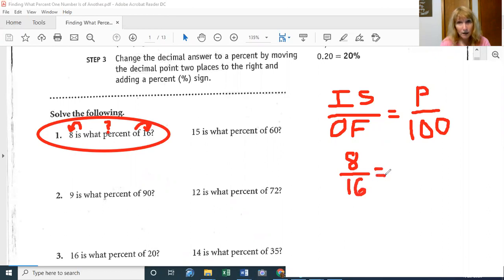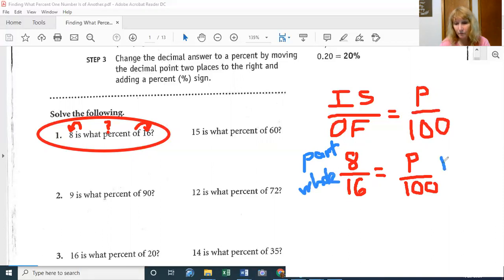Equals, now in our case we're missing P, the percent. That's what they're asking for, that's our question mark. And the 100 is just a given that's always there. So another way to look at this is part over whole. On the other side, you have to do the same thing. So part over whole. So the percent is the part, and 100 is the whole, because you can't go over 100%, so that's your whole.